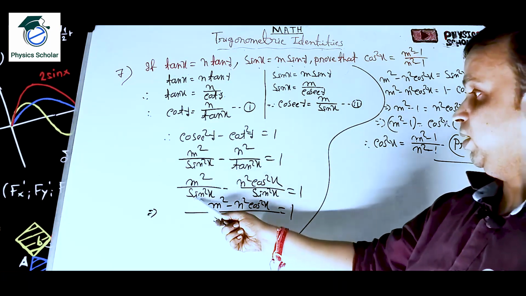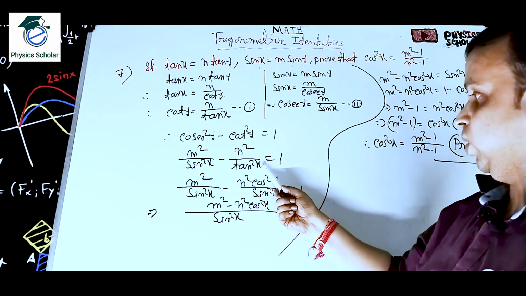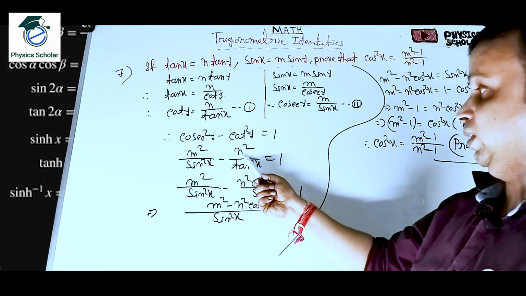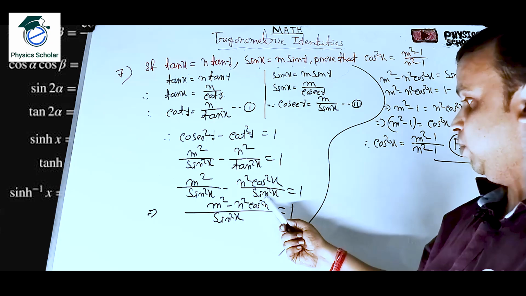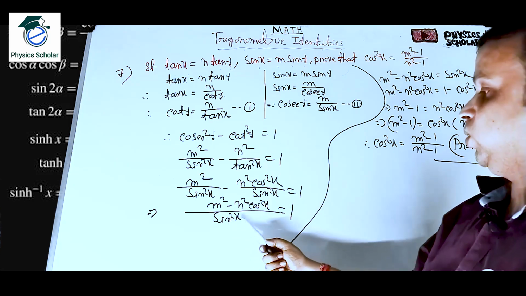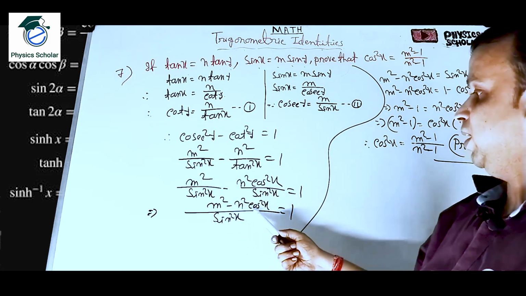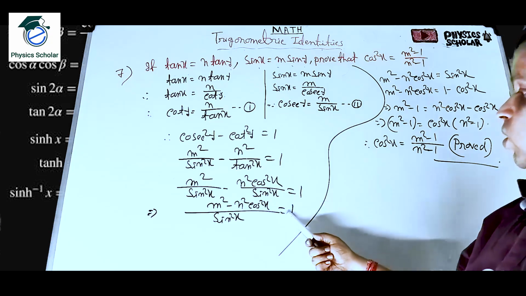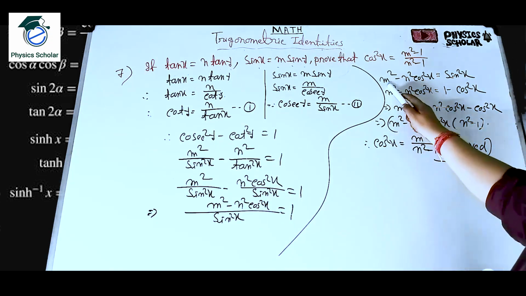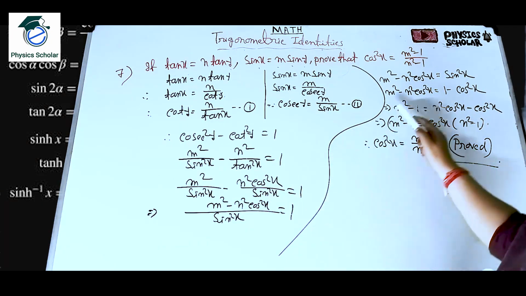So m square by sin square x minus n square by tan square x. Tan square x means sin square x by cos square x, so cos goes to the numerator. So n square into cos square x by sin square x is equal to 1. So sin square x will be the LCM: m square minus n square cos square x is equal to sin square x.